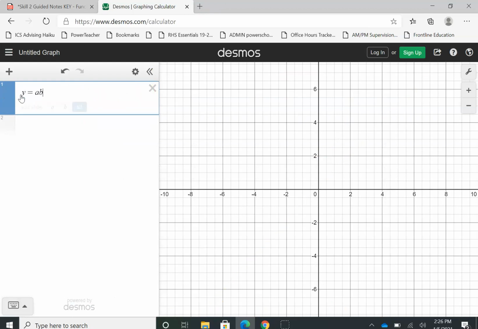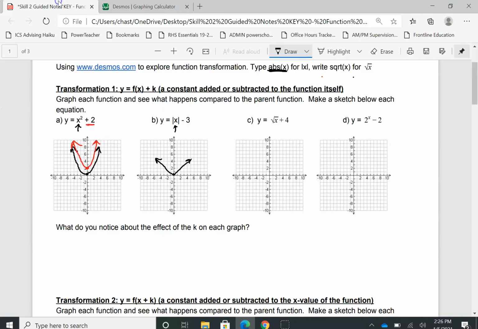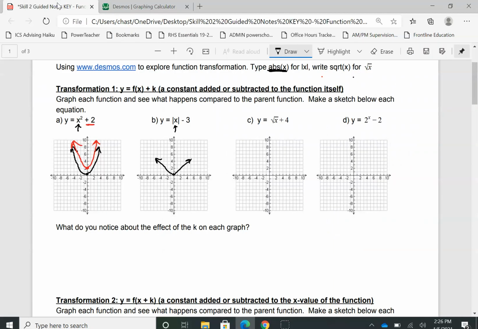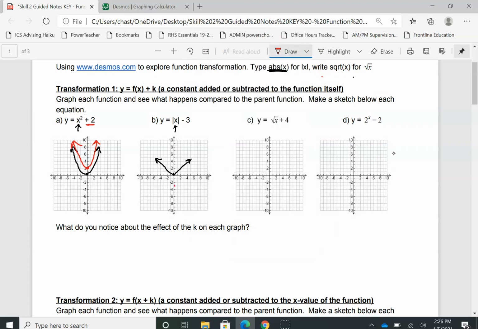So watch how I do that. Y equals absolute value of x, and I believe it said minus 3. Yes, minus 3. And if you look here, you can see that the vertex shifted down to negative 3. So what happened now is that our graph will look the same. It's just going to be shifted down to negative 3 for a vertex point, and it'll look as such.